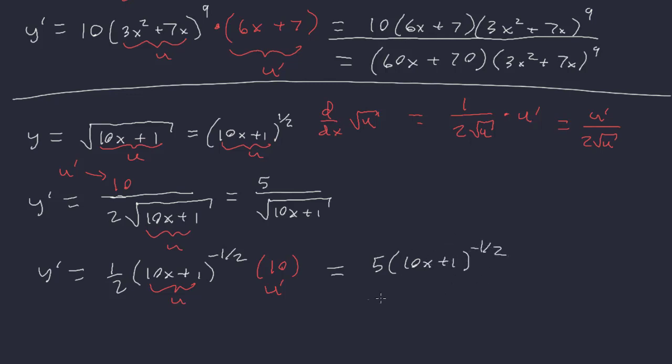And guess what? If you move that down into the bottom of the fraction and change it back to a square root, you get the same thing. So it doesn't matter which way you go here. You'll get the same answer either way.